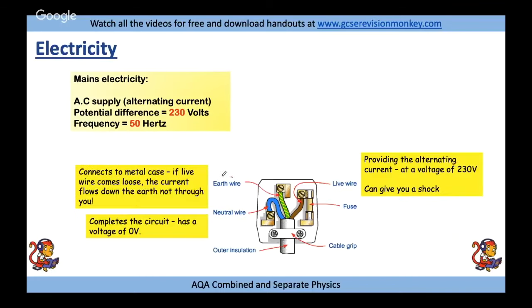Okay, what about this earth wire then? So it's not involved in sending electricity to the component or back again, but it does, inside the machine, connect to the metal case. So something like a fridge or an oven or a freezer, if the live wire inside comes loose and touches the metal case, well, instead of going through you, the current flows down the earth wire, not through you. And that's because it has a really low resistance. Okay, and electricity wants to take the path of least resistance, so it goes down the earth wire, not you.